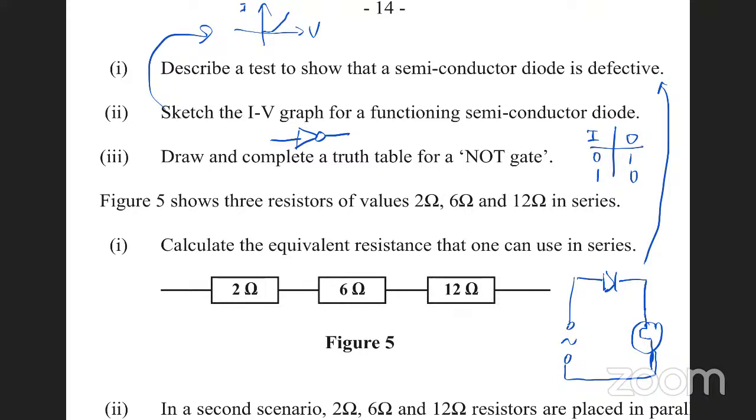Next, what's the total resistance there, Kayla? Part 1. What's the total resistance there? Three of them in what? Series. Resistance in series, you add up all, right? Add up all. So the answer is what? 2 plus 6 plus 12 is? Just write 20. 20 ohms.